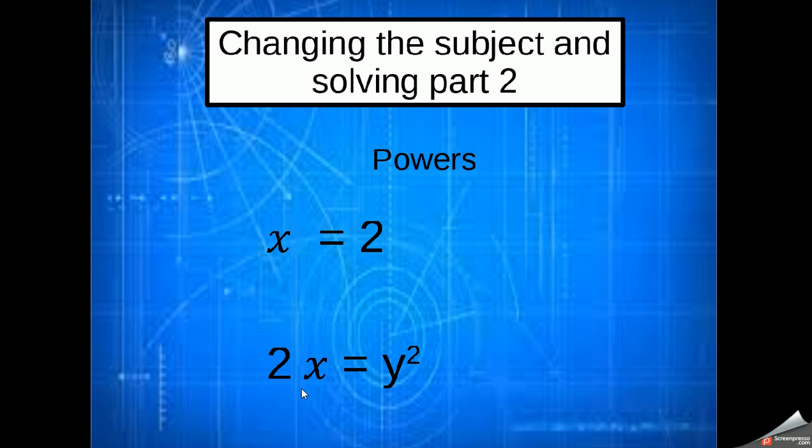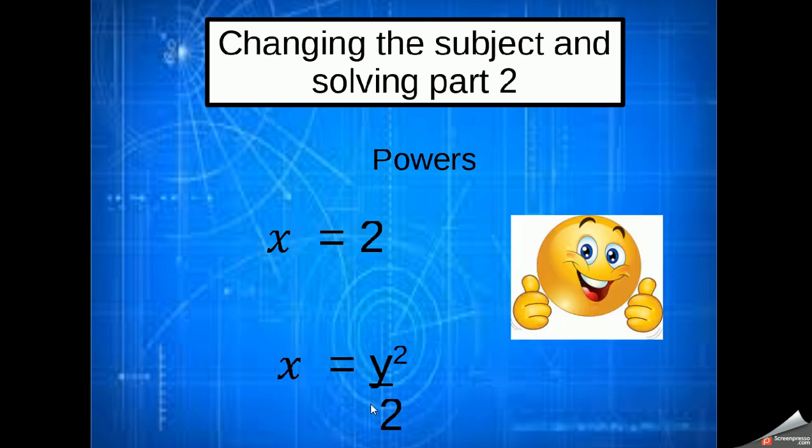And now I've got to get rid of the 2, but we know that when we've got 2 times x on this side, if we simply divide by 2, and whatever you do to one side, you've got to do to the other, we're going to be left with x, because the 2's will cancel off. So I've made x the subject when x is equal to y squared divided by 2. And we can't simplify it down.